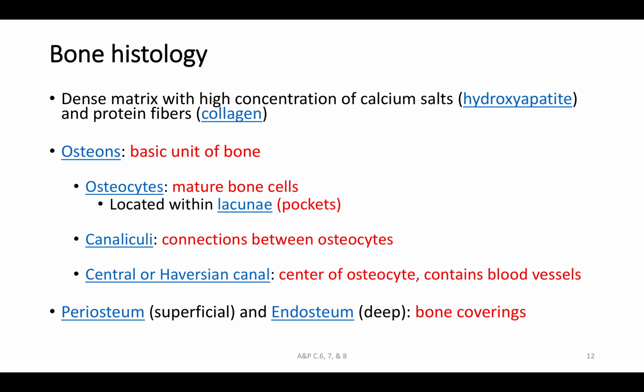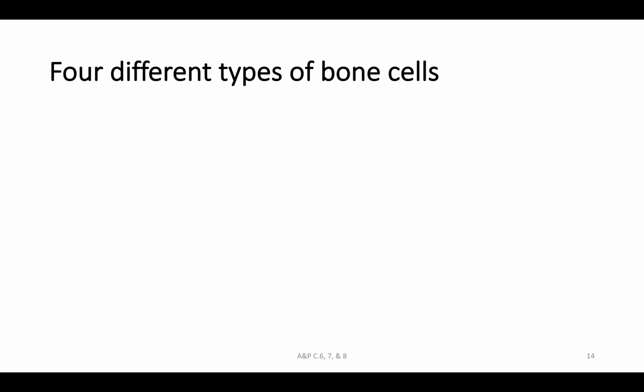Within our osteons, we're going to find lacunae, which are these little pockets that contain our osteocytes or our mature bone cells. Osteocytes are connected to one another by extensions called canaliculi. In the center of our osteon, we find the central canal, which is where blood vessels are. And then we'll get into bone coverings a little later.